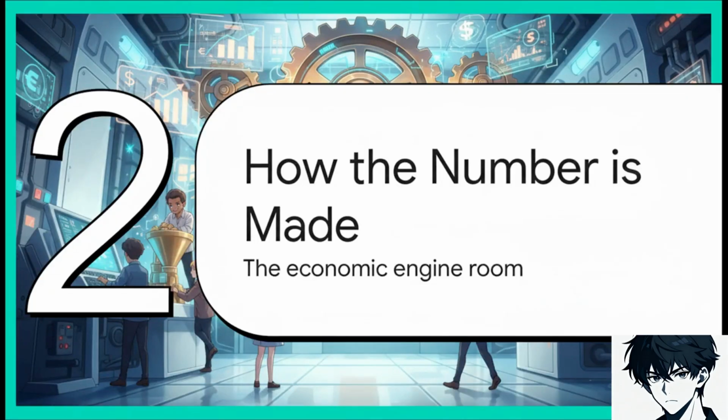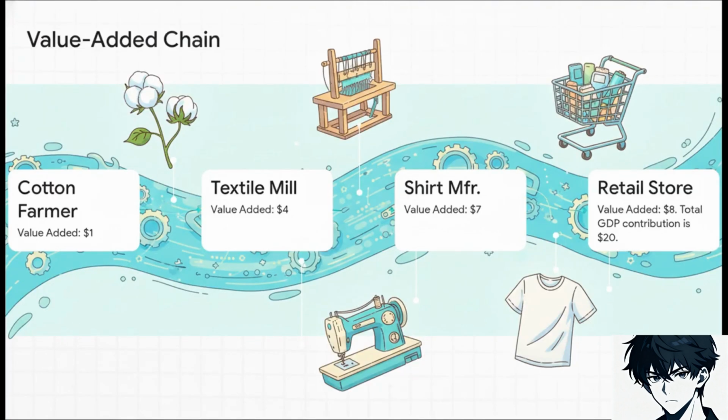So how on earth do economists actually add all of this up? I mean, their single biggest challenge is avoiding that double counting problem we just talked about. And this is how they solve it. It's actually pretty clever. It's called the value-added method. Instead of just adding up prices at every stage, they only track the new value created at each step.